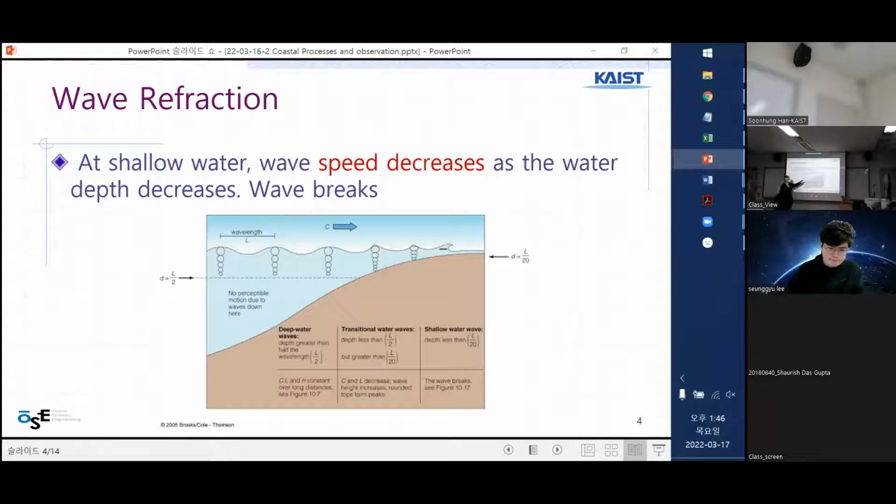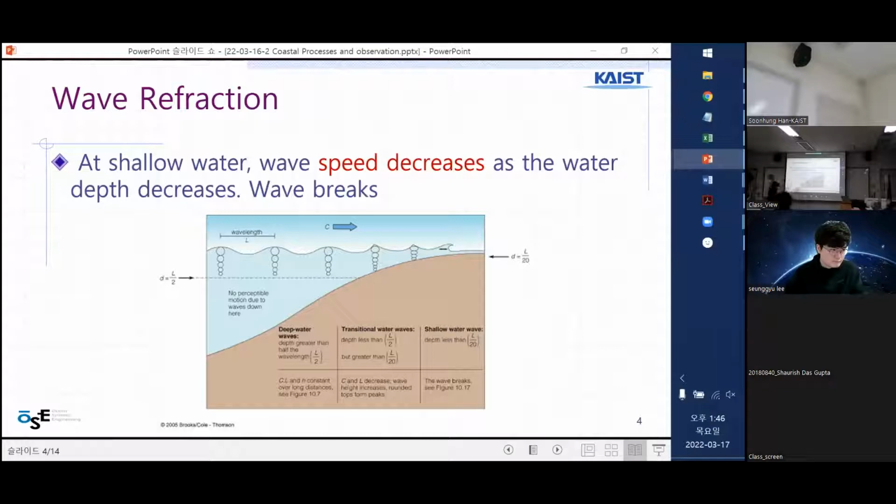And also, you see that the wave crest is sharper and higher, right? And then finally it breaks. You already see it from the beach. Far away, you cannot see any wave, right? But when it comes to the beach, suddenly there comes a wave and then it breaks. Why? This is the reason.